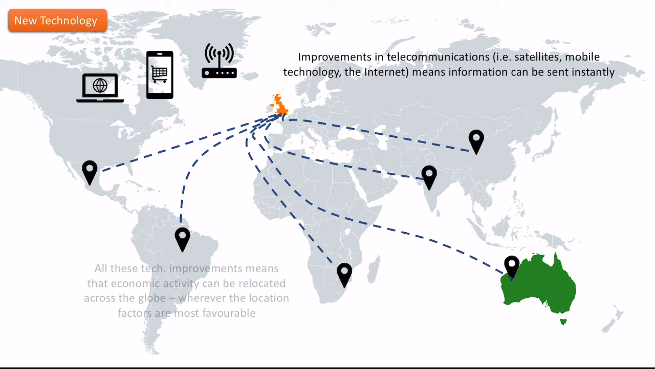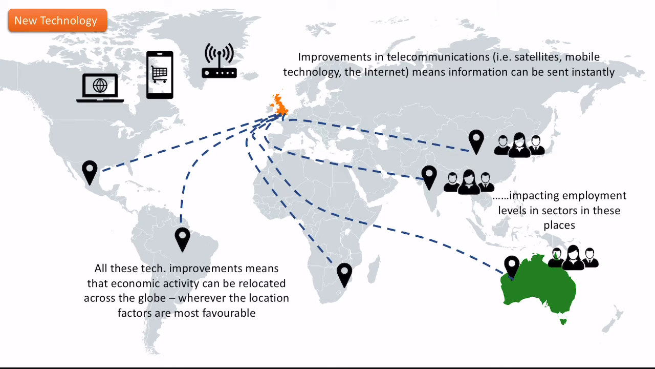This is really important because it basically means that those kind of technological improvements mean that I can relocate certain economic activity to other bits of the globe, maybe where the location factors are more favourable, and this therefore impacts employment levels in sectors in those places. So you might have places where employment levels go up, where in one sector, in another part of the world that means they go down.